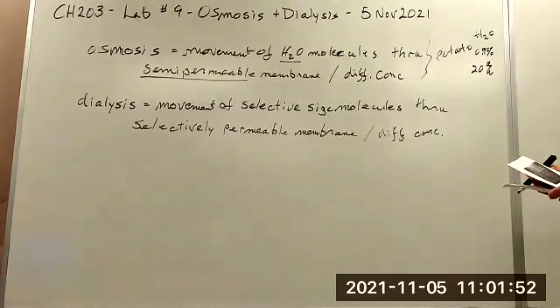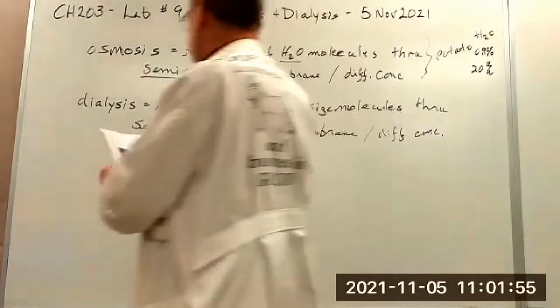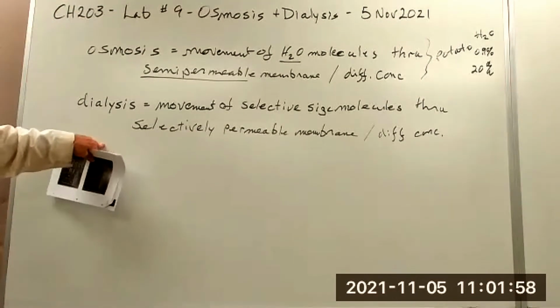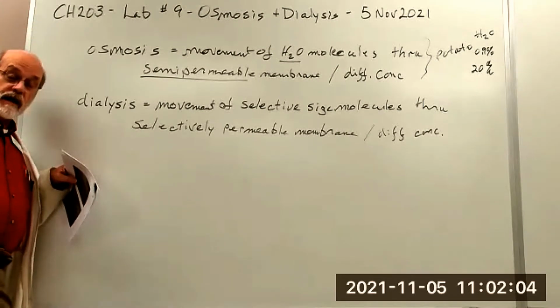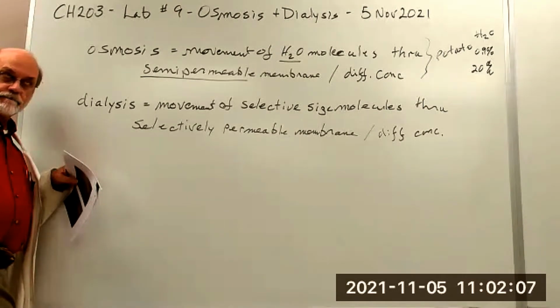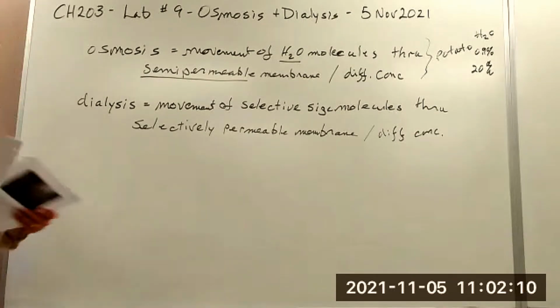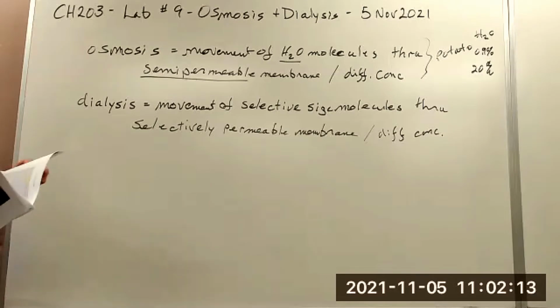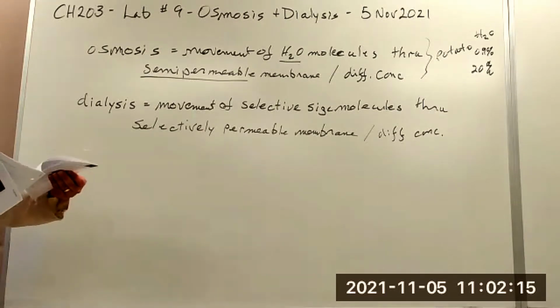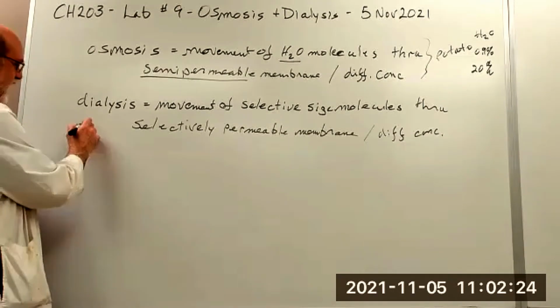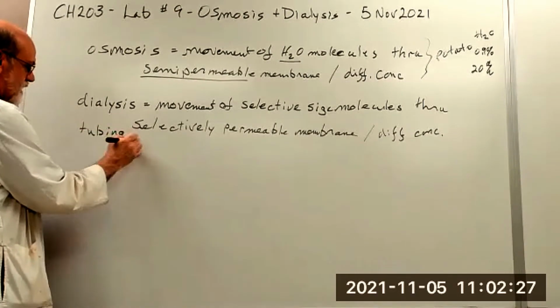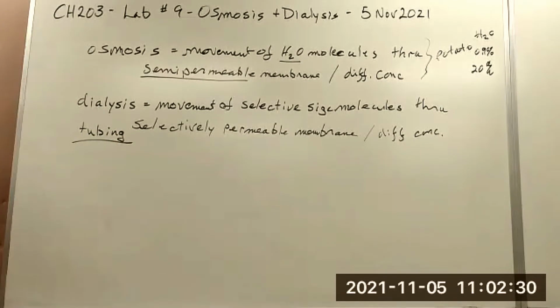Then we're going to do dialysis. Our semi-permeable membrane for dialysis is called dialysis tubing. I'm preparing it right now. You have to soak it in distilled water to prepare the membrane, so it's ready to go.